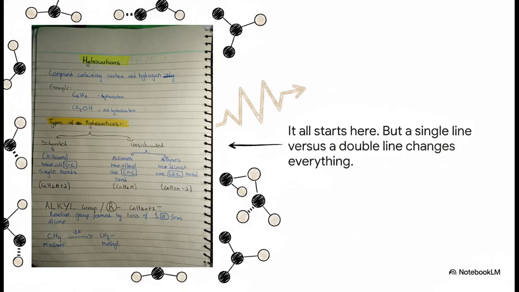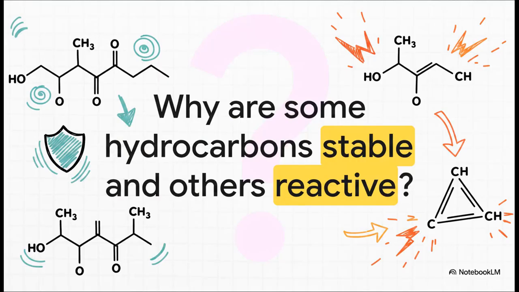You look at this, and it seems so simple, right? A single line connecting two carbons versus a double line. But I'm telling you, that one tiny difference on paper is a massive deal. It changes literally everything about how these molecules behave. So that brings us to the big question. Why is one family of hydrocarbons so boring and unreactive, while the other is just ready and waiting for a chemical reaction to happen? It all comes down to the shape, the geometry, and the energy locked inside those bonds.